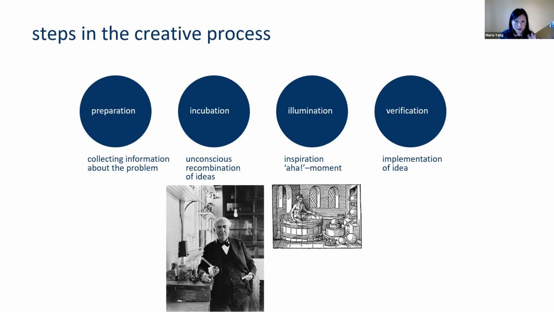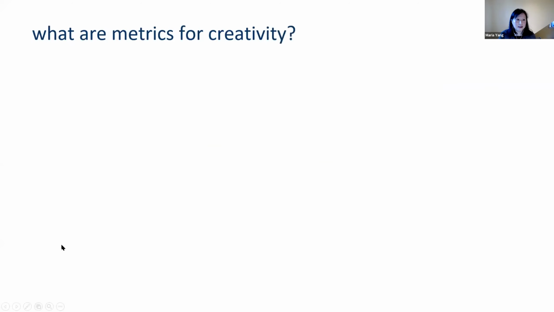And the fourth step is making sure that your idea really is correct. So, four steps of the creative process. This is generally understood to be the right approach. But how do you operationalize this? And also, how do you measure it?